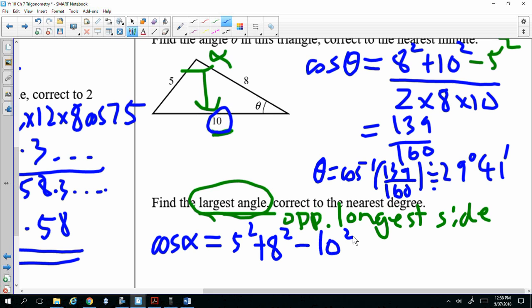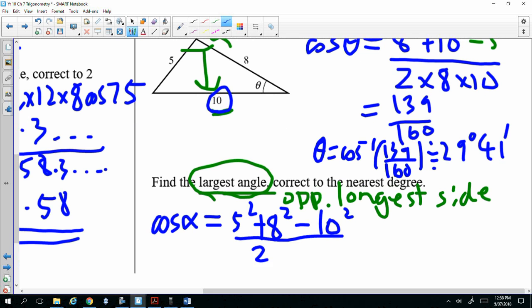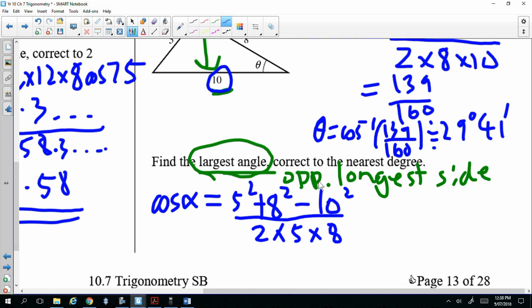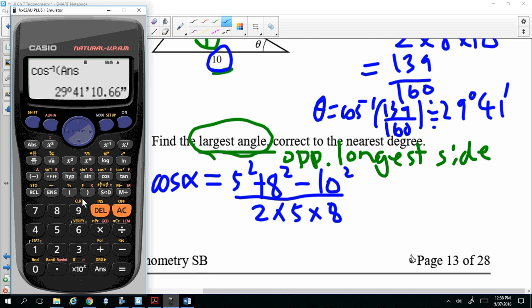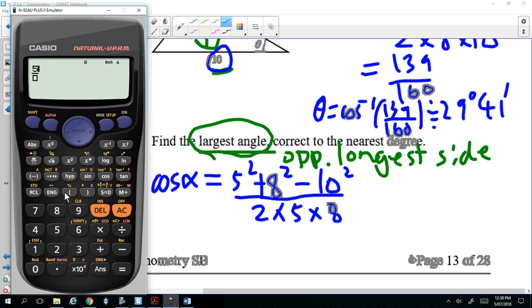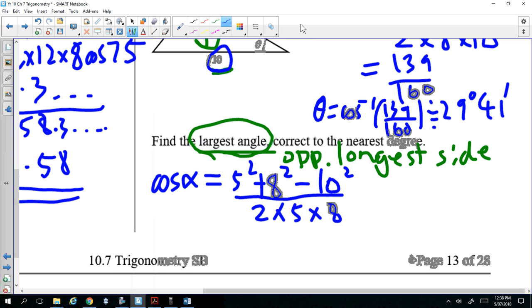Let's work this out on a calculator. So we go 5 squared plus 8 squared minus 10 squared over 2 times 5 times 8. You get a negative. But we'll learn something. What happens if the cos ratio is negative? What does it tell you about the angle? It's obtuse. It must be obtuse.